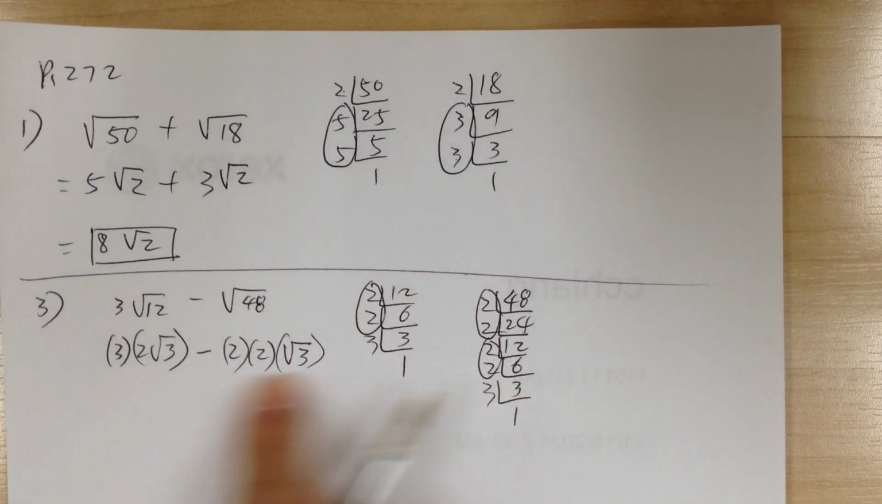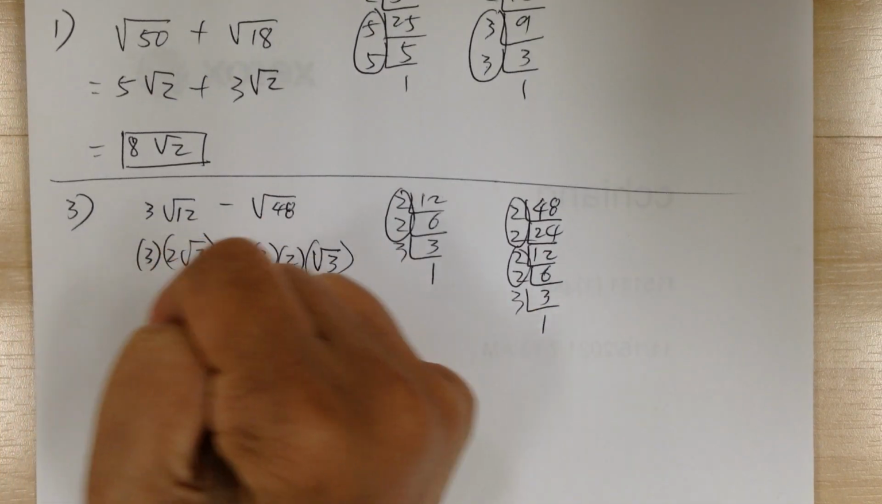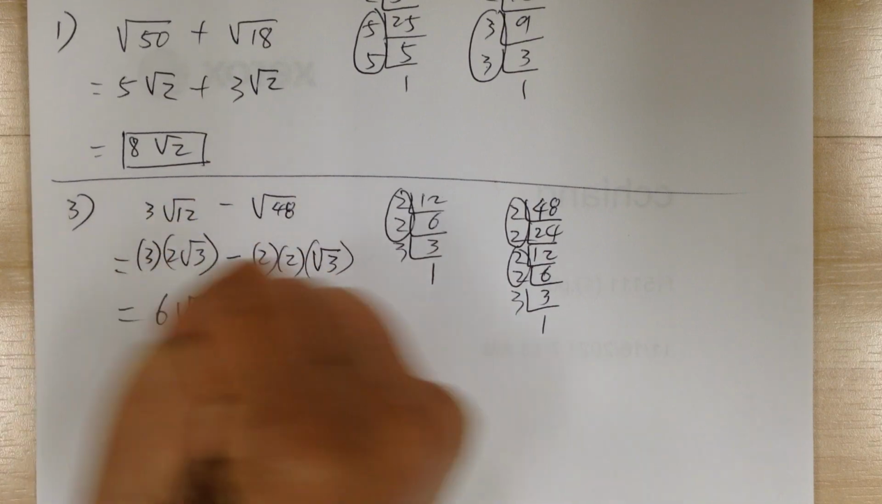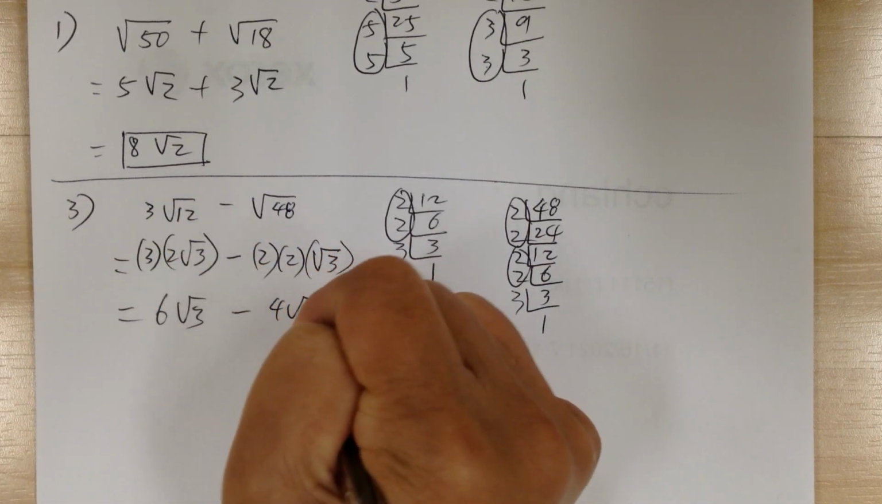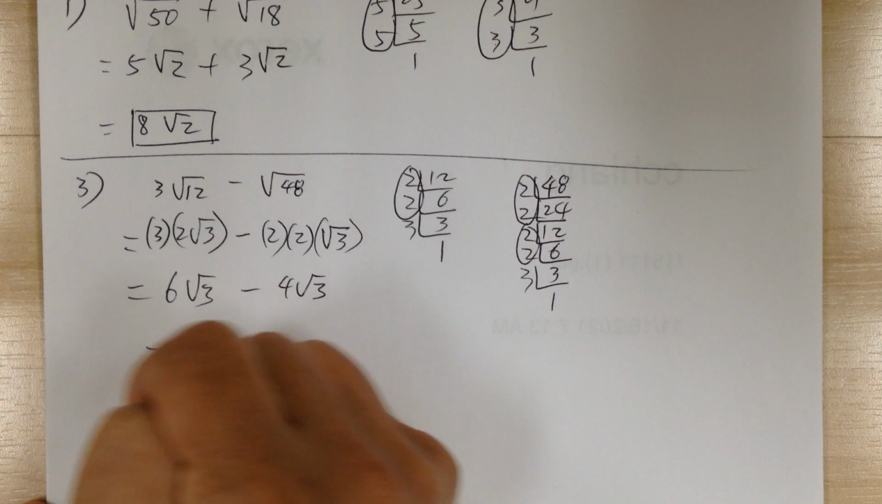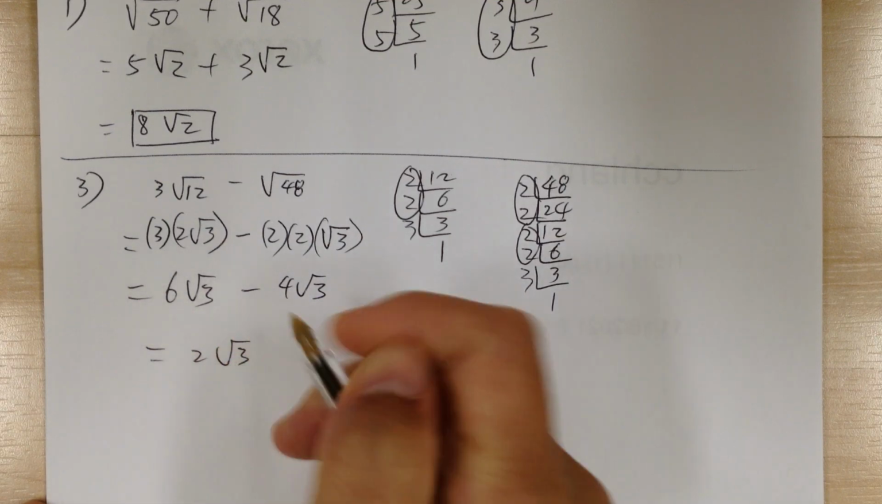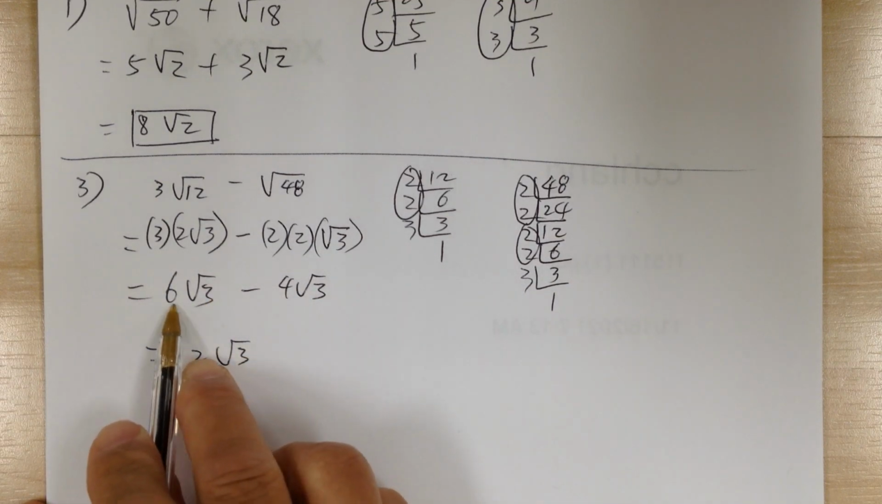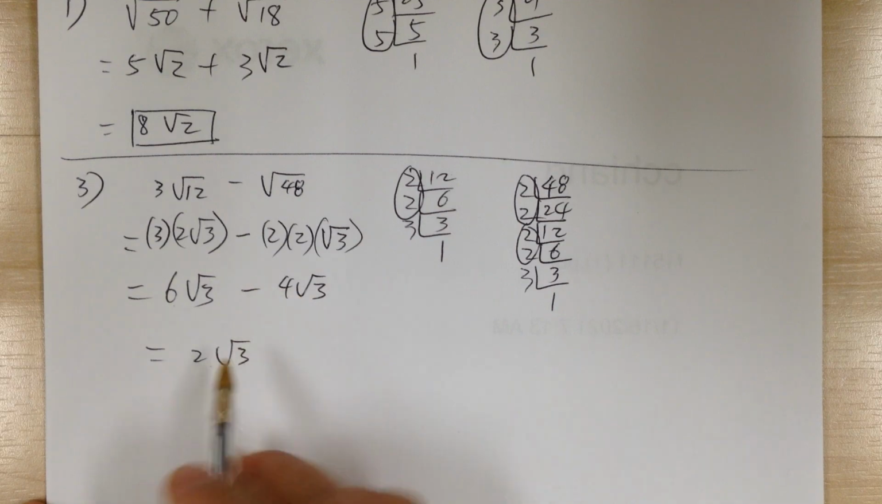Okay. So now go and simplify each part. So this will be 6 square root of 3 minus 4 square root of 3. And so this will equal 2 square root of 3. Again, treat this as like a variable. So you got 6x minus 4x will give you 2x. Okay.